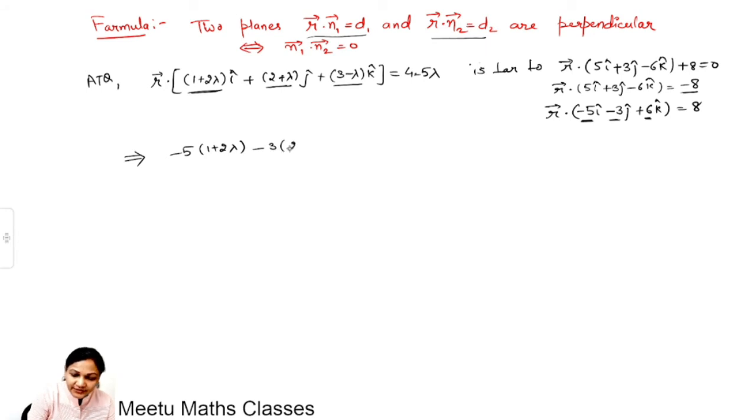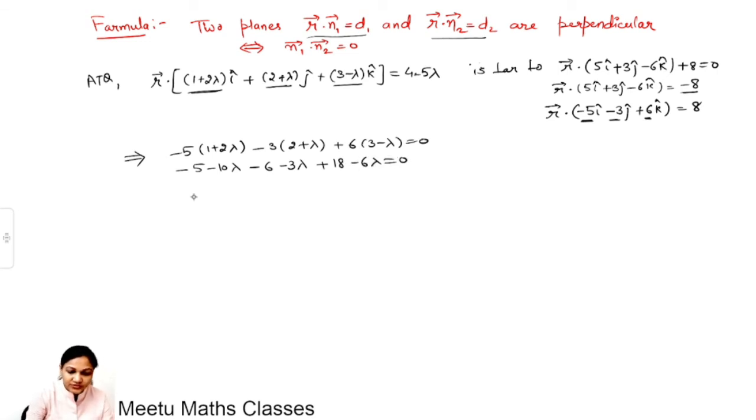minus 5 into 1 plus 2 lambda, minus 3 into 2 plus lambda, plus 6 into 3 minus lambda must be equal to 0, and this will give you minus 5 minus 10 lambda minus 6 minus 3 lambda plus 18 minus 6 lambda is equal to 0, or we can say that minus 10 lambda minus 3 lambda minus 6 lambda is minus 19 lambda, and minus 5 minus 6 is minus 11, plus 18 is plus 7, is equal to 0.